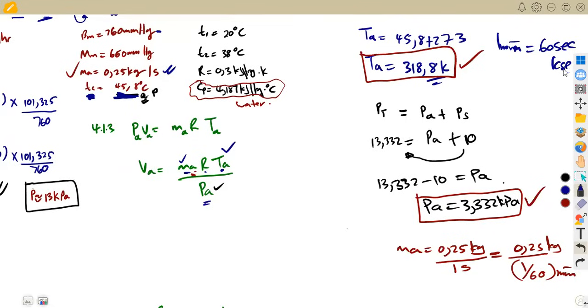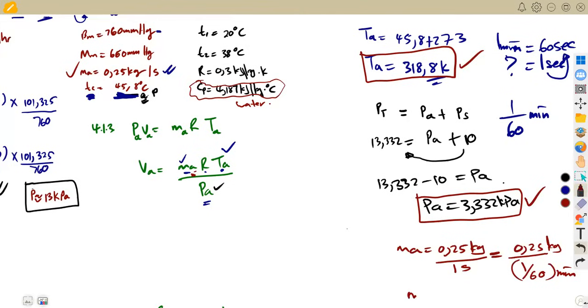So 1 second is going to be equal to what? That is the question. 1 second is going to be equal to what? So it's going to be 1/60 times 1 minute. So in a second, we've got 1/60 minutes. All right. So that's it.